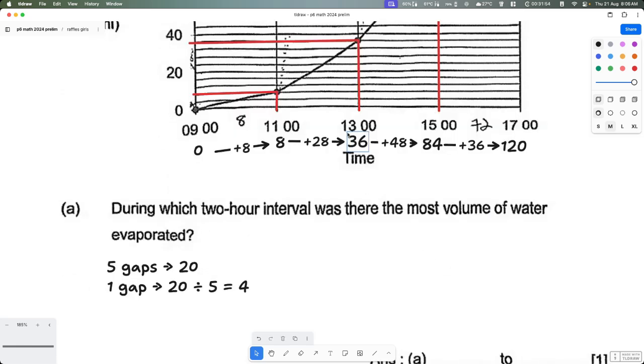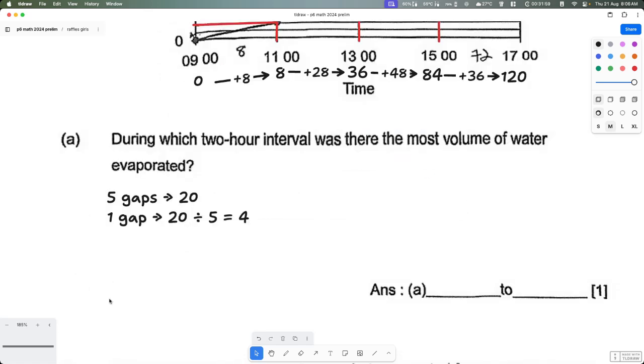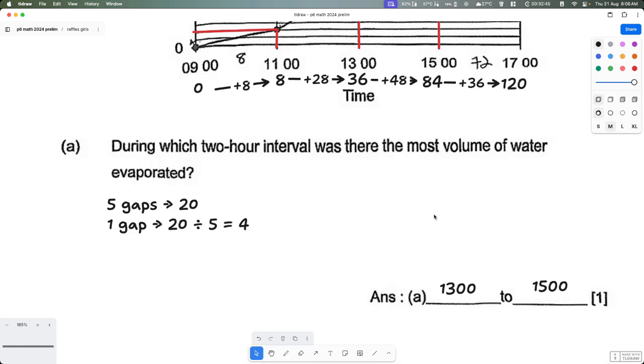Okay, so which one has the highest? You see plus 48 is from 1300 to 1500. Right. Okay, let's move on to the next part, part B.